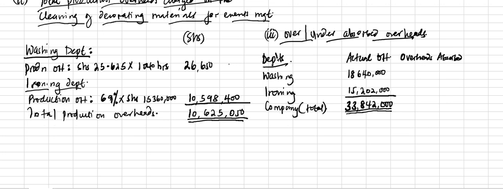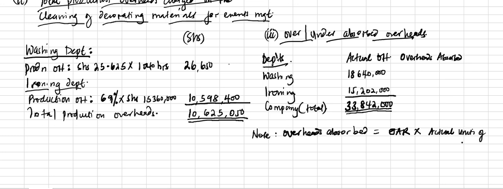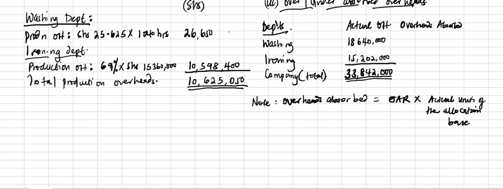Overheads absorbed equals the overhead absorption rate times the actual units of the allocation base. The actual units of the allocation base. So I can get the overheads absorbed for each department here.